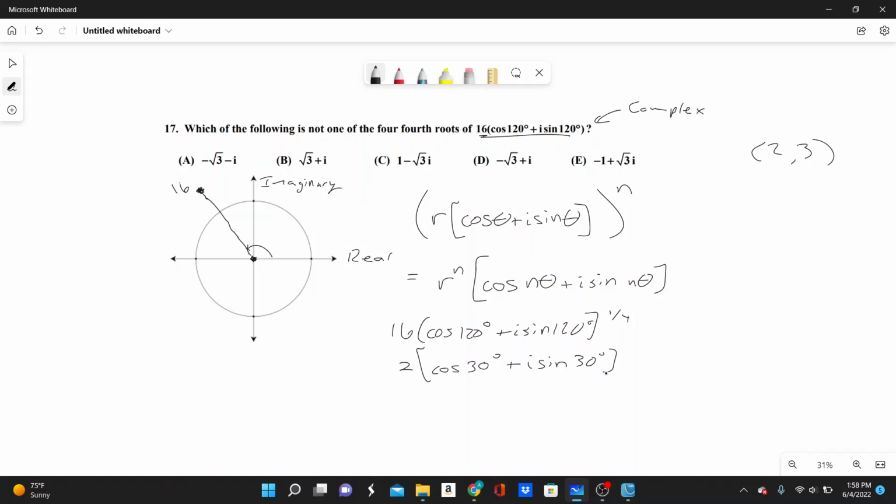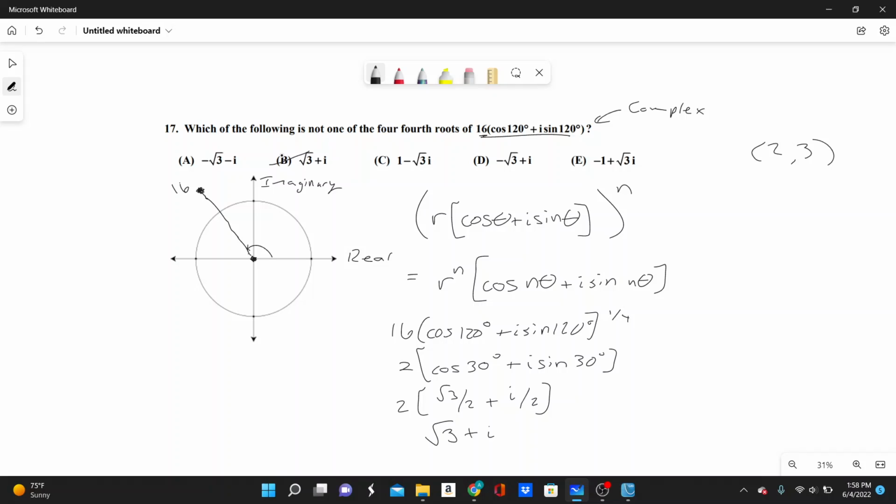And if we were to evaluate this, we would get something along the lines of, well, cosine of 30 is square root of 3 over 2. Sine of 30 is 1/2. And then if you distributed your 2, you would get square root of 3 plus I. And so we can immediately eliminate B. But it says that we have 4 fourth roots of this complex number, and we only got one of them.